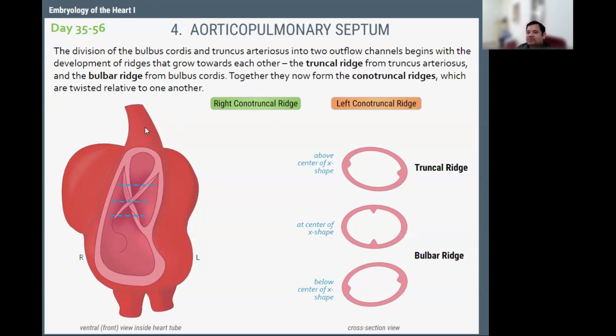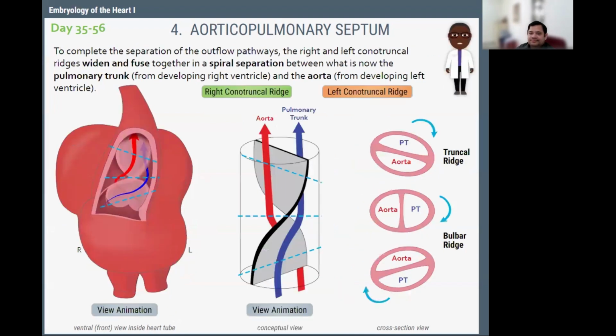Remember the term conotruncal ridges, which are twisted relative to each other. You can see the right conotruncal ridge first. Both the truncal as well as the bulbar ridges are going to join together with the help of the conotruncal ridges. So there will be a right one, and now see the left one. Both are going to join in a crisscross, or X-like manner, and then they are going to be attached. Remember, these are the parts of the truncal ridge and bulbar ridge which get connected. So there will be two conotruncal ridges, right and left.